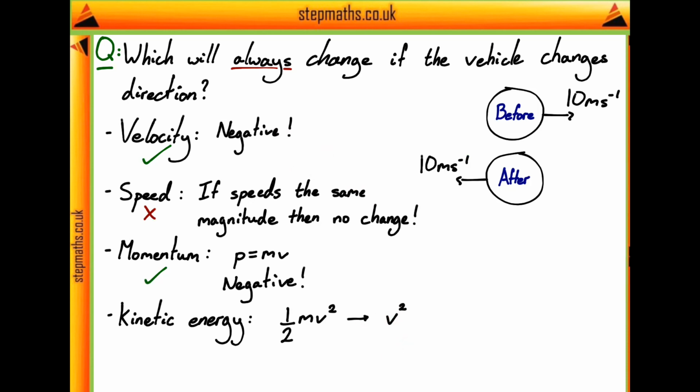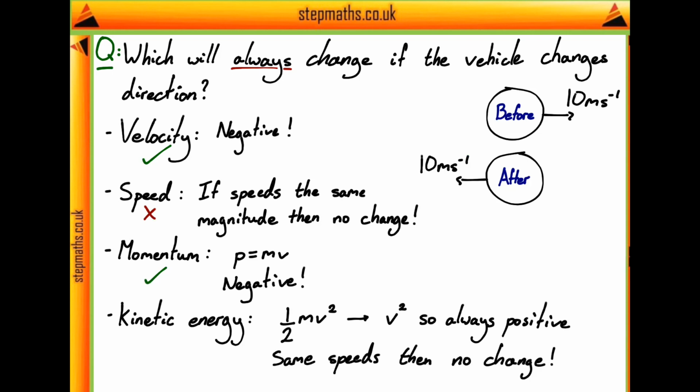Therefore, our kinetic energy, half mv squared, is always going to be a positive value. If we had a case where it was going at 10 meters per second in one direction and then 10 meters per second in the other direction, then it wouldn't matter which direction you're travelling in at all. It would be the same in both. So if the velocity is the same in both directions, then it will be exactly the same value. While it could change if you have different velocities, it's not always going to change. So this one is going to be wrong.